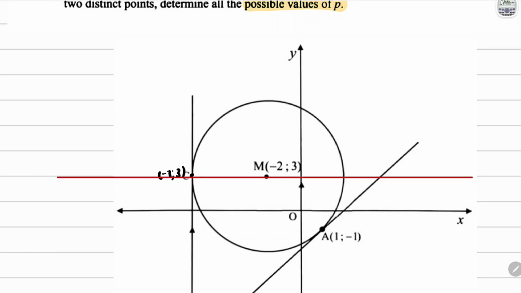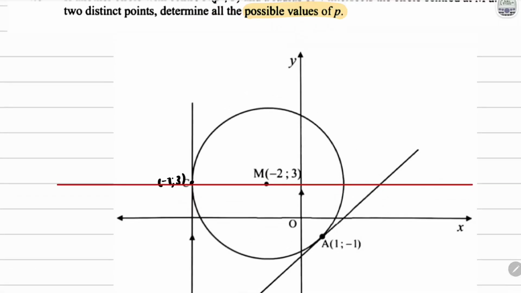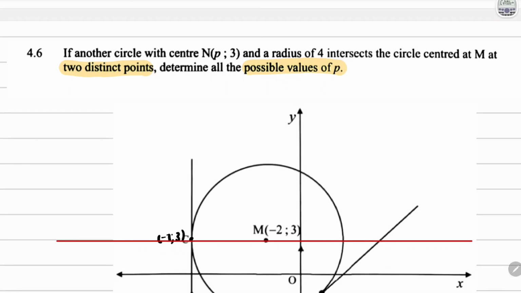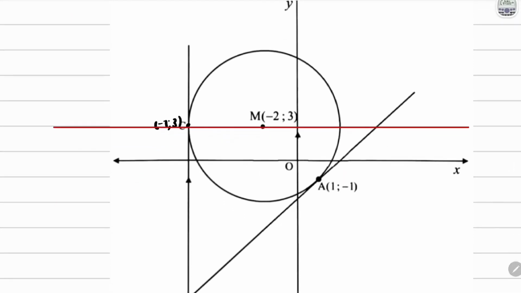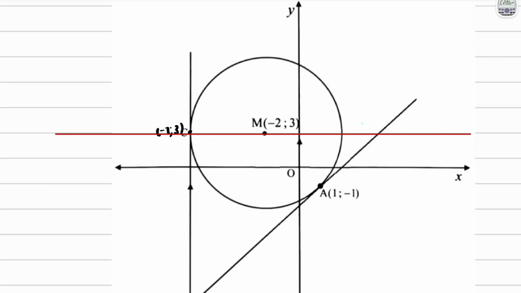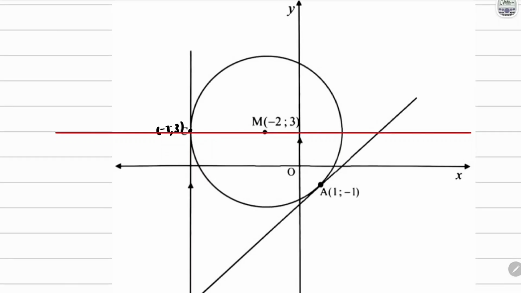So we're going to have that circle somewhere. But what they told us is that this circle has a radius of 4 units, and it's going to intersect this circle at M at 2 distinct points. So it needs to intersect at 2 distinct points. So we have to now determine all the possible values of P for which this can actually happen. So what should be the values of P for another circle with a center N to intersect with this circle at 2 points? That's really the question.